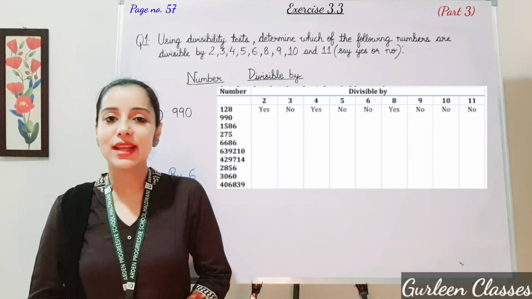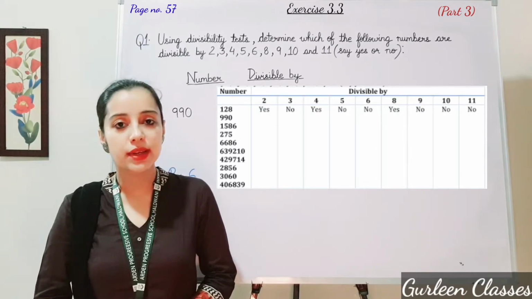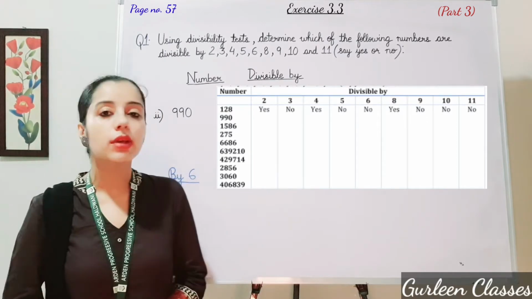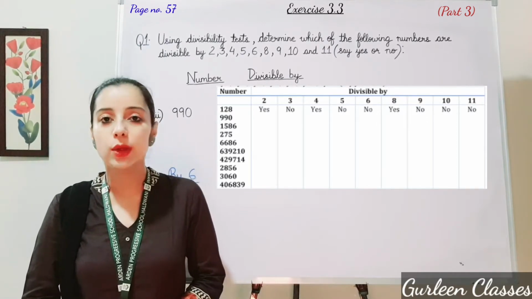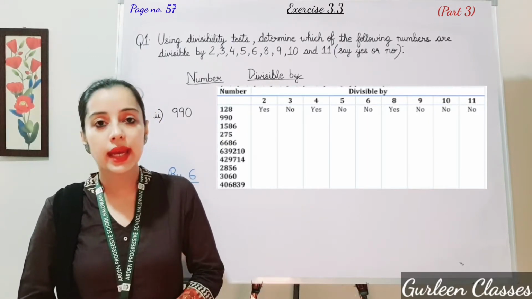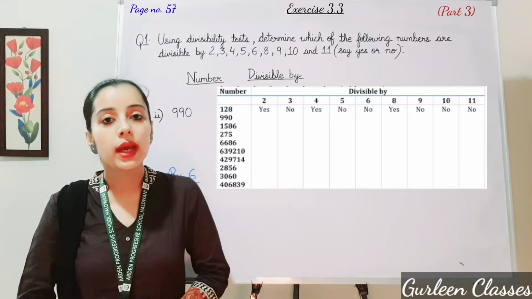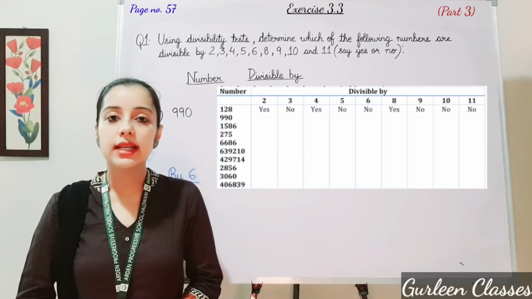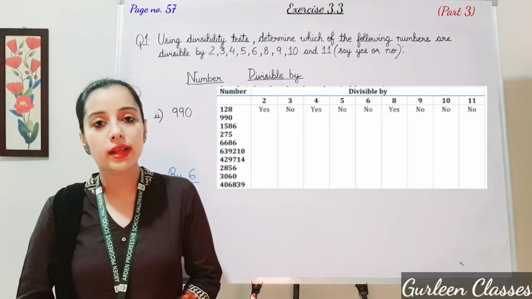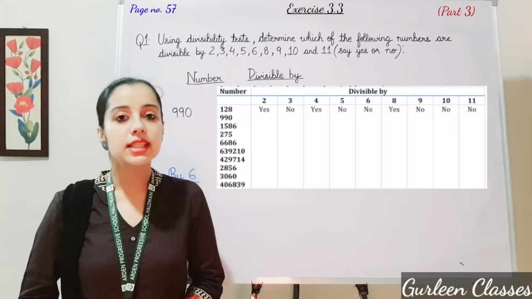So now let us start with exercise 3.3. Open your Maths NCERT book, page number 57. Question number 1. Using divisibility tests, determine which of the following numbers are divisible by 2, 3, 4, 5, 6, 8, 9, 10 and 11. Say yes or no. In your books, you can see the divisibility test chart is given, where the numbers are written and we have to write whether it is yes or no. The first part is already done. Let us start with the second part.